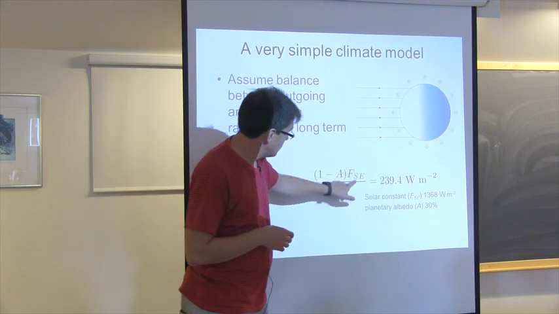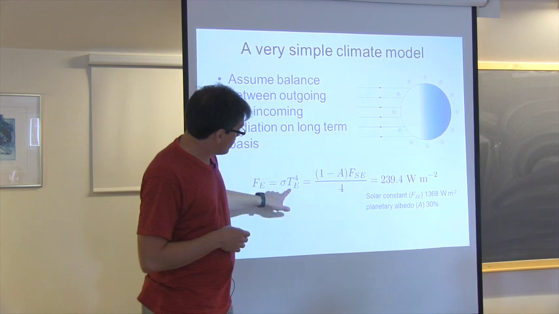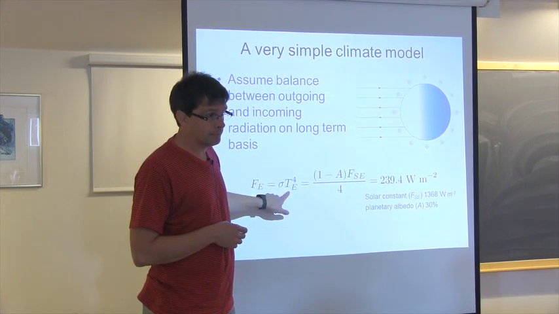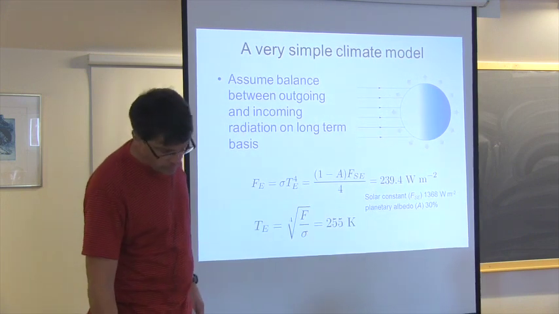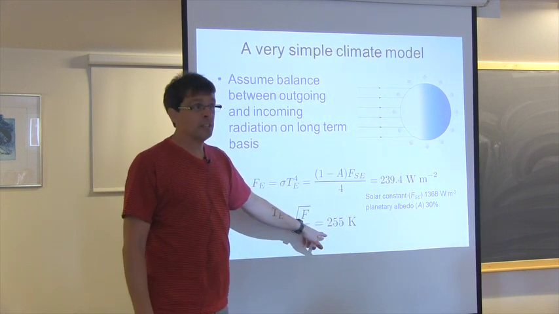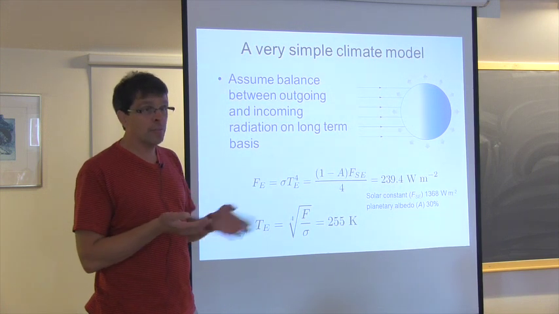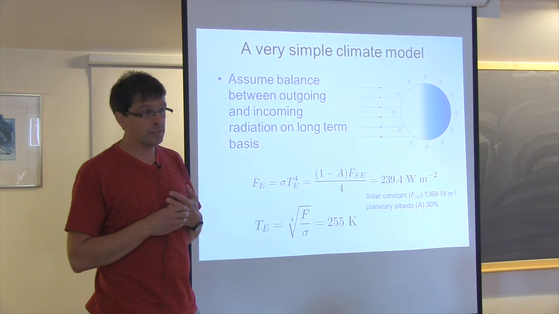So we know some things here. We know that one and that one. And this now means that we can calculate this one here, the temperature of the system, the radiative temperature. And that turns out to be roughly minus 18 degrees or so. So the temperature of the Earth in balance with the incoming radiation from the sun is roughly minus 18 degrees centigrade.